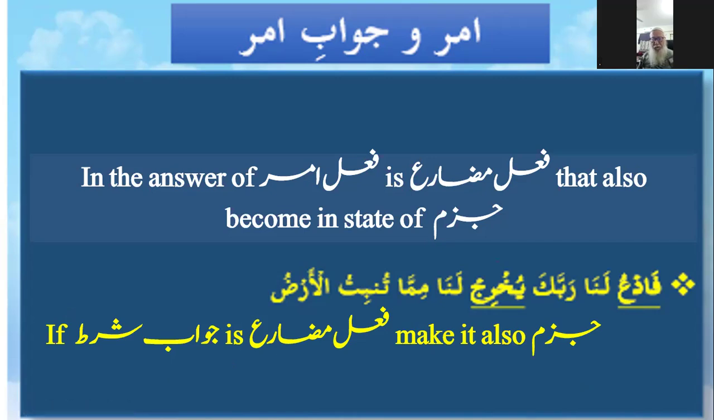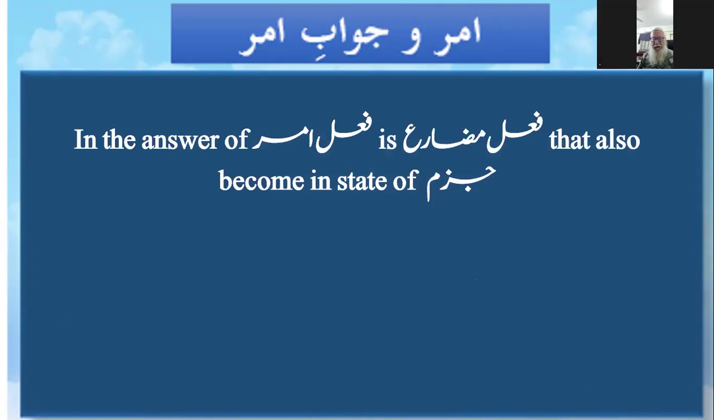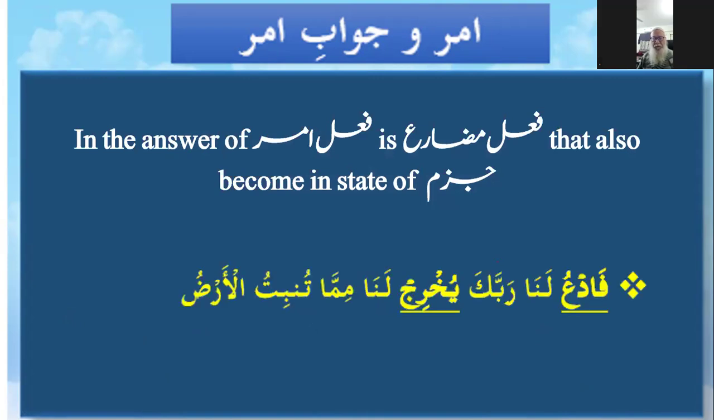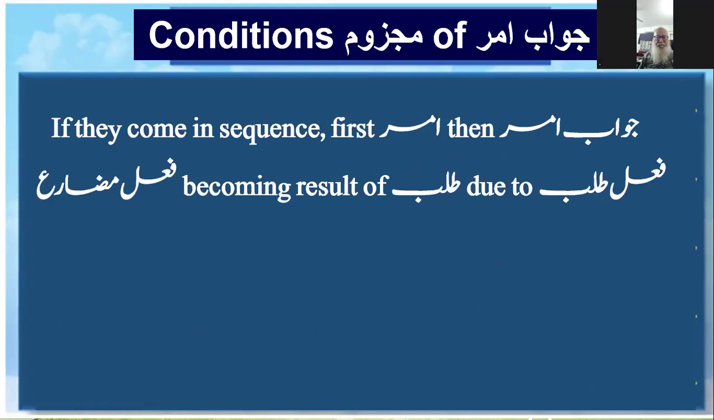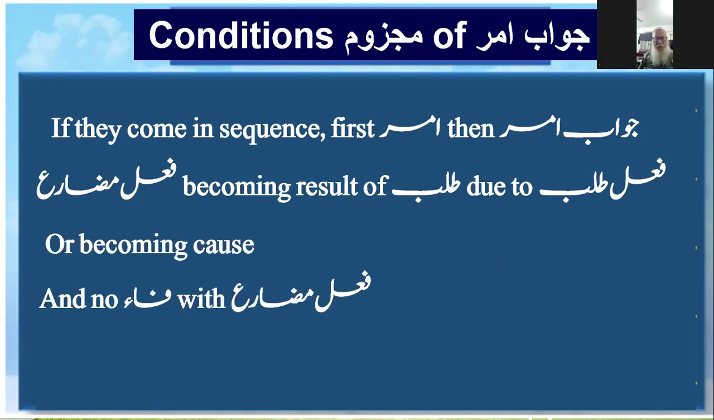If jawab shart is fil mudare, make it also majzoom with sadr. In the answer of fil amr, if mudare comes, that becomes jazm. So fad'u lana rabbaka yukhrij. We did it. If they come in sequence, first amr, then the jawab amr, that is a normal pattern. Fail mudare becomes the result of talab, due to the fail talab becoming the cause, and there is no fa with fail mudare in that case. If the amr comes first and the jawab amr follows in fail mudare and talab, then no fa is used.